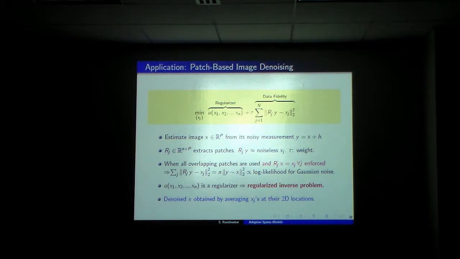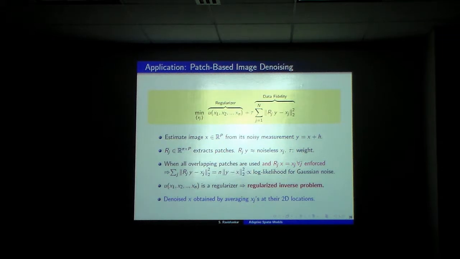Okay, so the goal in denoising is to estimate an image X from its noisy measurement, which is denoted here as Y. So Y is X plus some noise term or perturbation H. And how do we estimate X in this case? We actually work with the patches of X. We have an operator Rj, which extracts the patches, and Rjy here denote the patches of the noisy image. And Xj denote the denoised versions of those patches.